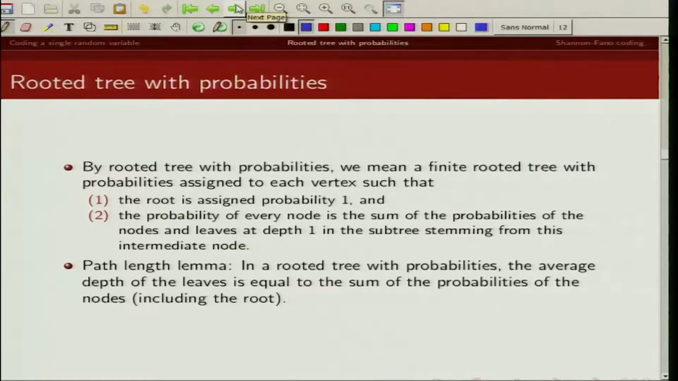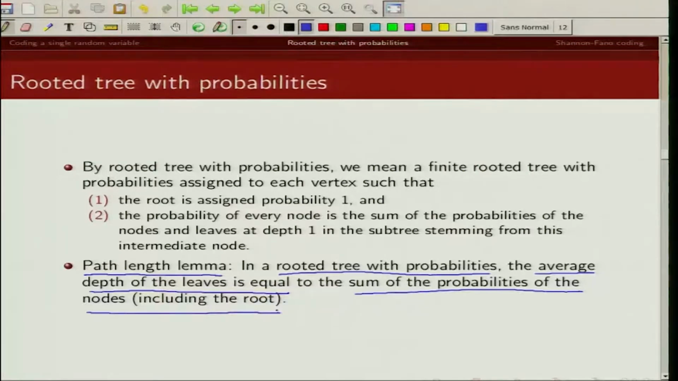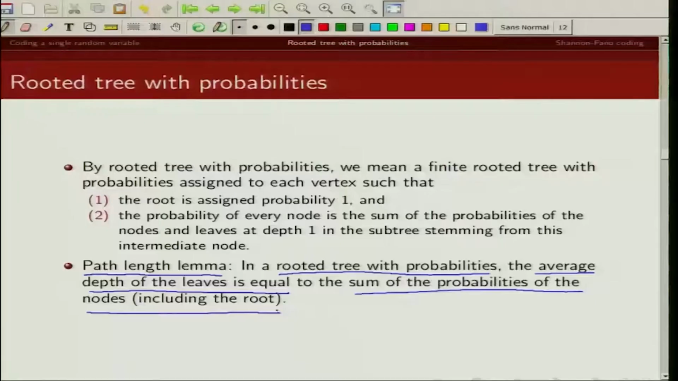Now we are going to prove a lemma which is called the path length lemma. In a rooted tree with probability, the average depth of the leaf is equal to the sum of probabilities of all the nodes including the root node. So what we are saying is that the average depth of the leaves in a rooted tree with probability is equal to the sum of probabilities of all the nodes including the root node. Let us prove this.